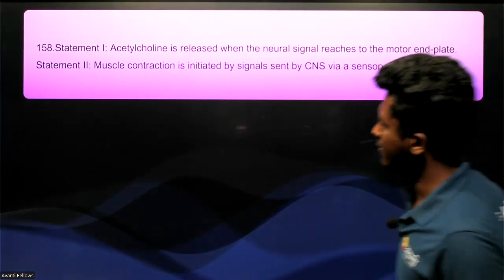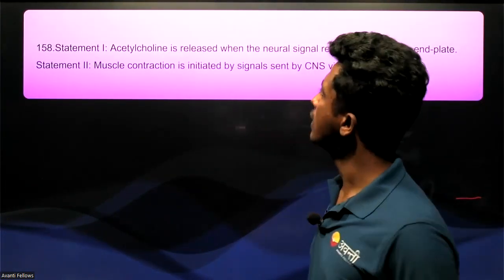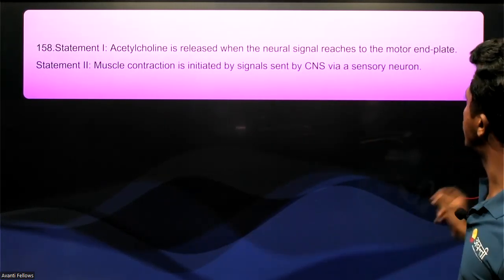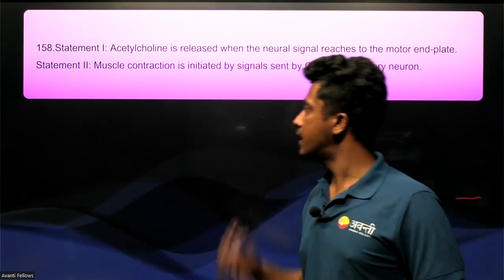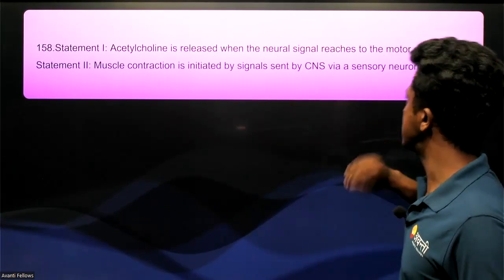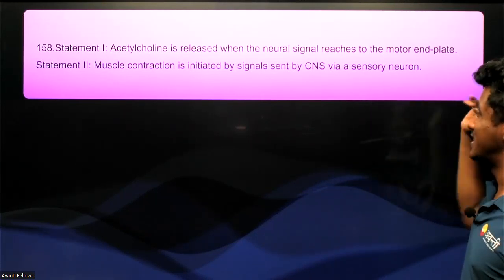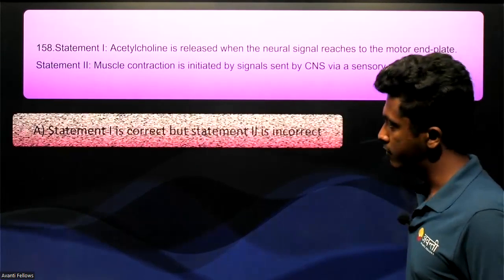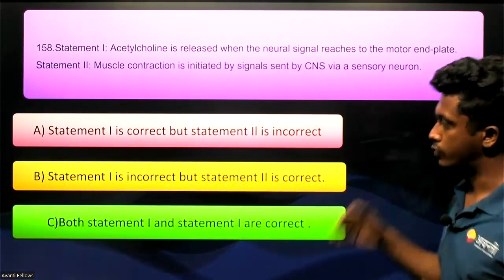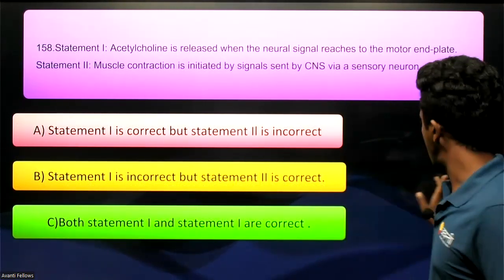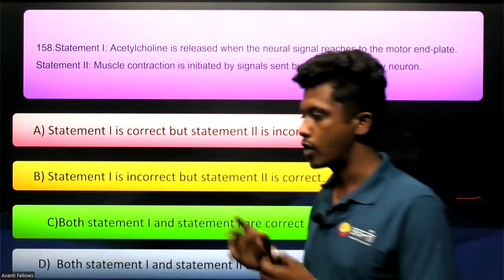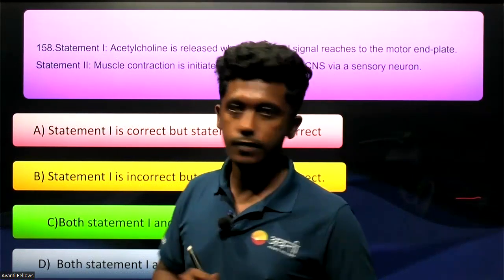Our next question is 158. Statement 1 says acetylcholine is released when the neural signal reaches the motor end plate. Statement 2 says muscle contraction is initiated by signals sent by the CNS via sensory neuron. As usual we have four options: 1 is correct and 2 is wrong, 1 is incorrect and 2 is correct, both 1 and 2 are correct, or both 1 and 2 are wrong. So let's look at the first statement.